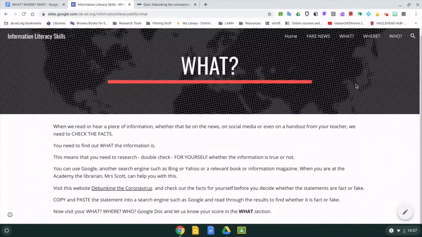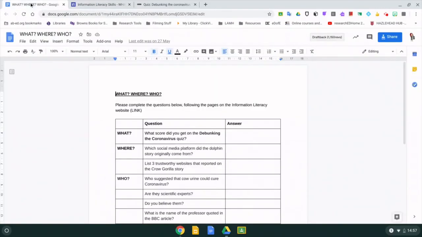I also, at this point, asked them to start completing the What, Where, Who Google Doc, which is linked on the Google Classroom where they access this, and they have to complete this form as they go through the next few pages.